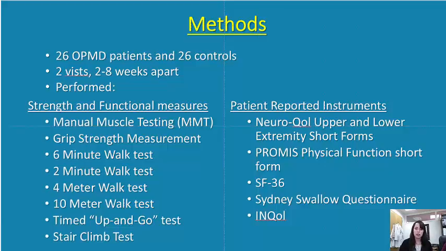They were manual muscle testing of the neck, shoulders, wrists, hips, knees, and ankles, and we also did grip strength measurement using the Jamar Plus digital hand dynamometer. We also did the 6-minute walk test, the 2-minute walk test, the 4-meter walk test, the 10-meter walk test, the timed up and go test, and the stair climb test. The patient-reported instruments used are listed here as well: the NeuroQoL upper and lower extremity short forms, the PROMIS physical function short form, SF-36, the Sydney Swallow Questionnaire, and INQoL.